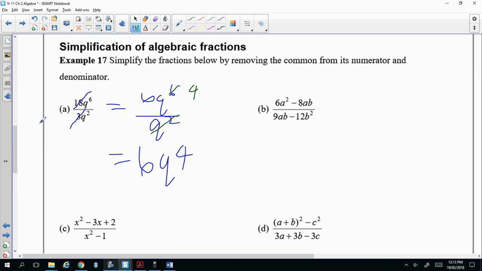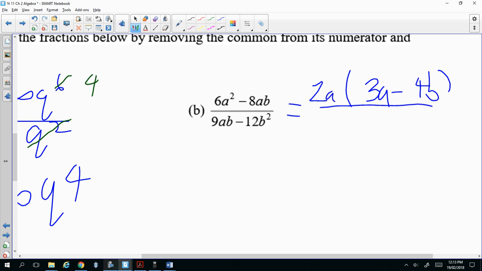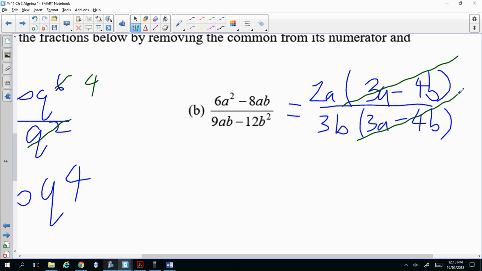And then there are other ones you have to simplify, and to do that you have to factorize first. So factorize both the numerator and the denominator, and because there are two terms, take out any common factor. The common factor will be 2. So write 2a bracket 3a minus 4b. And then factorize the denominator, which is 3b, 3a minus 4b. And then you will notice that the two brackets are identical. So if they are identical, they can be cancelled. So your final answer will be 2a over 3b.